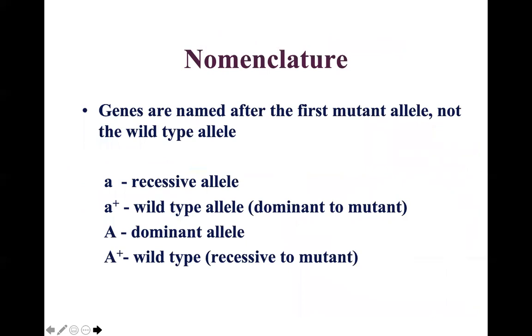Now, when we think about the nomenclature, in other words, how we name the genes. So we've been doing big A, little a, right? That's the nomenclature. So I have a question. How do you keep track of the ones you've already counted?